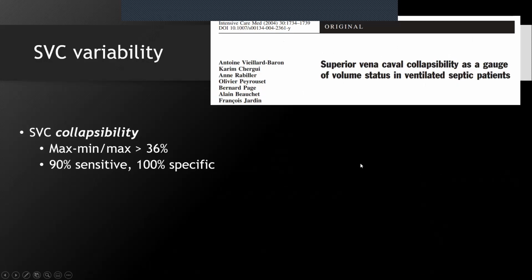Now, what about SVC? So first of all, during the respiratory cycle on a mechanically ventilated patient, does the SVC collapse on inspiration or expiration? Anyone care to share?